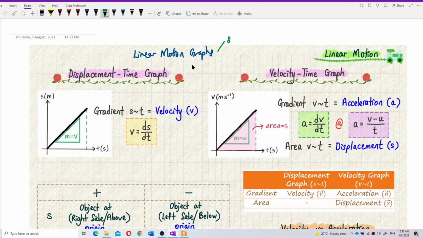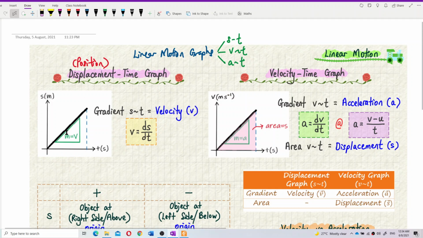We have a displacement time graph, and then we have a velocity time graph, and then we also have an acceleration time graph. Okay, now let's look at displacement time graph, which is an s-t graph. The important thing about this displacement graph is that it talks more about position. Displacement graph shows more about the position of the object.